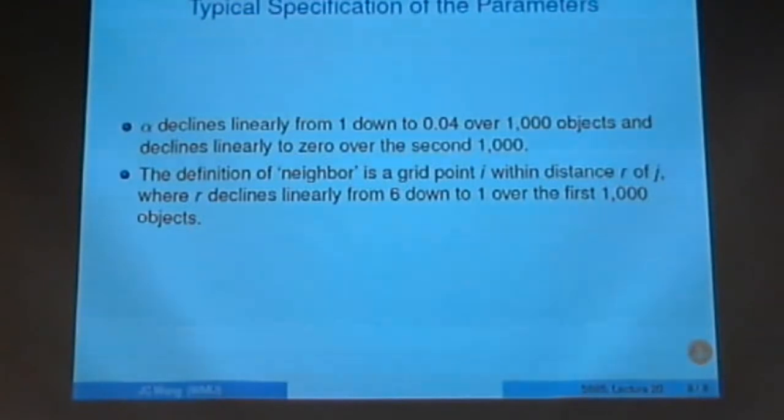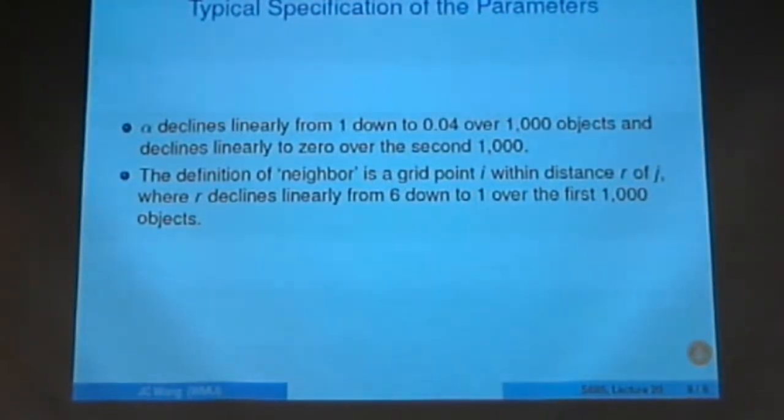And the definition of the neighborhood is a grid point i within distance r of j, where r declines linearly from 6 down to 1 over the first 1,000. I think in Kohonen's recommendation, at the very beginning you want to consider about 2/3 of the entire data set as its neighbor and gradually decrease. That's what he recommended, use like 67% to start with. Actually, that's implemented in the SOM and in the Kohonen packages. You can see that.